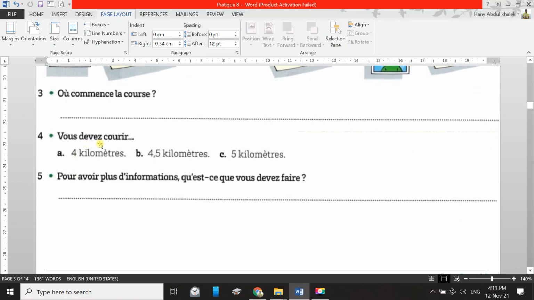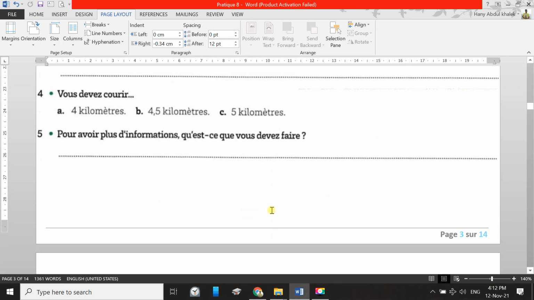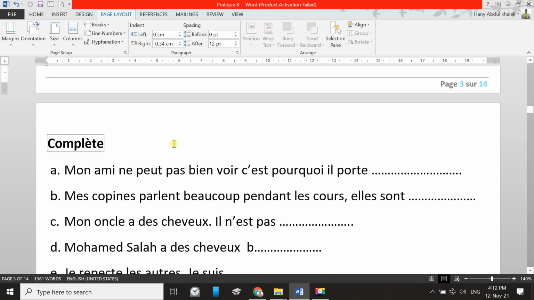So here, vous devez courir. You should run. The answer is letter B, 4,5 km. Pour avoir plus d'informations, for more information, qu'est-ce que vous devez faire? What should you do? So here, vous devez appeler, and we say the phone number. Appelez au 02 43 55 64 et 24 à la fin. So here we finish this part, and here we complete.